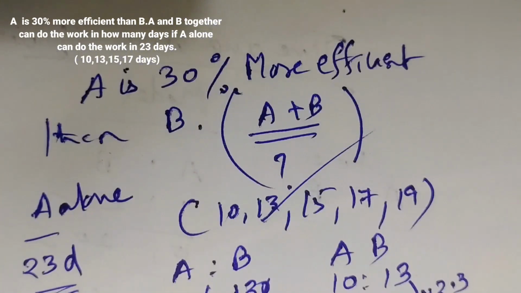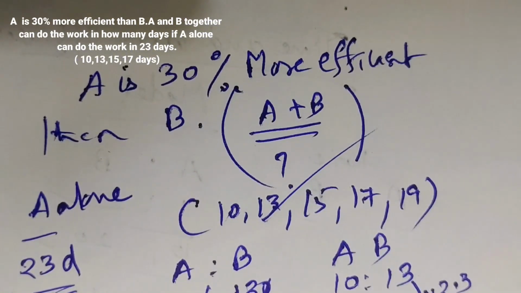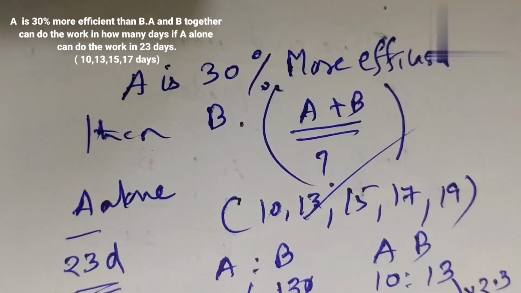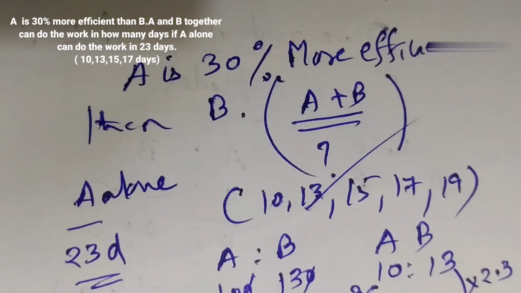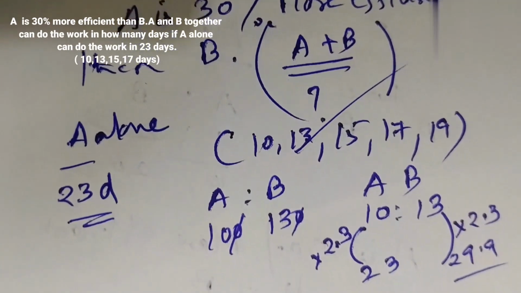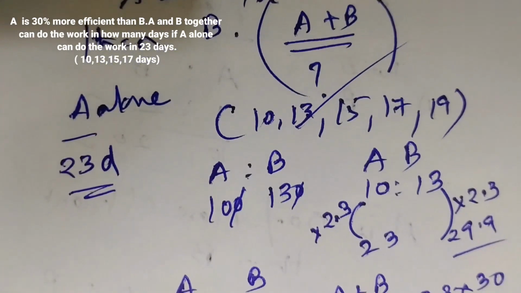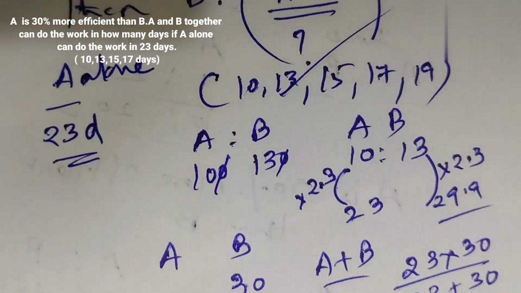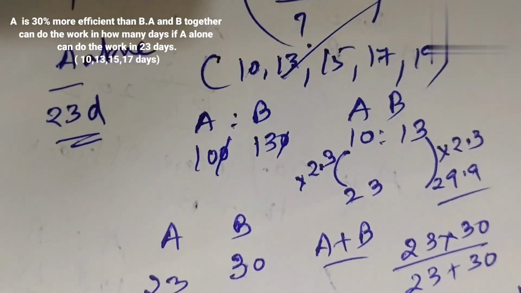So here A is 30% more efficient than B. A plus B will do the same work in how many days, provided that A alone can do it in 23 days. So A is 30% more efficient, the ratio will be 100 is to 130, 10 is to 13. So 10 into 2.3 is 23. In the same way, 13 into 2.3 is 29.9.